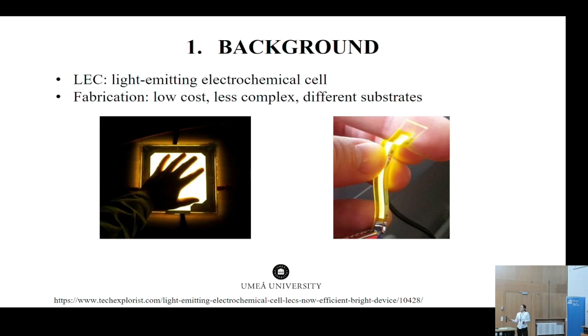First, let's start with the background. Usually we call it LEC, a light-emitting electrochemical cell. This is an emerging electroluminescence technology with some great advantages in the fabrication process. For example, it can be fabricated with low cost and less complex procedures than LEDs on different substrates. For example, it can be a glass substrate, or plastic, or even paper or fibers.